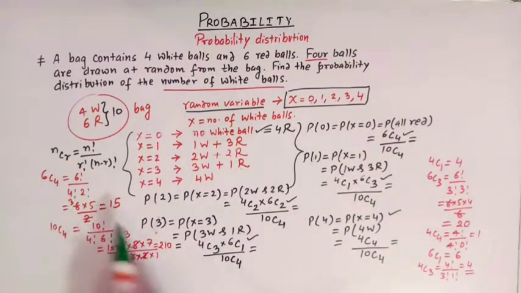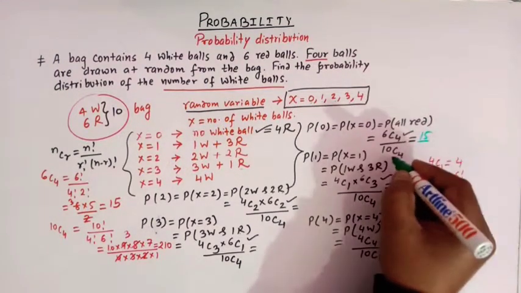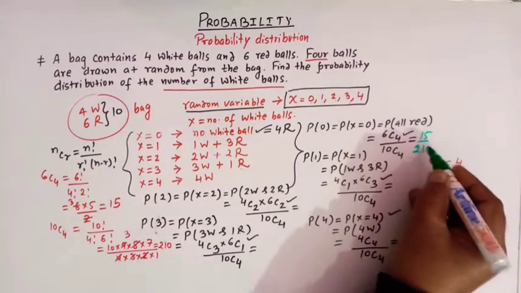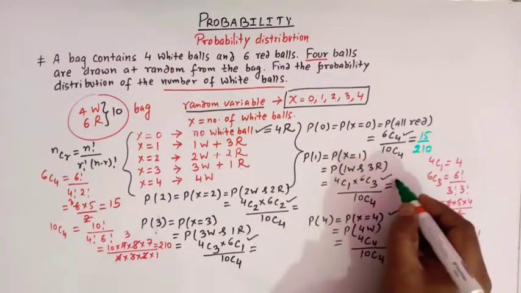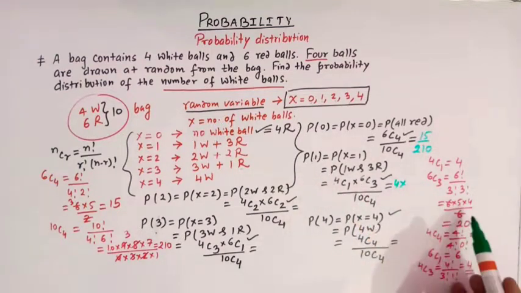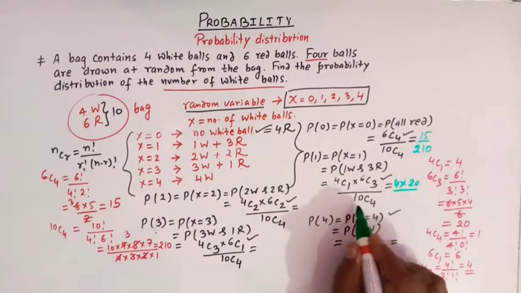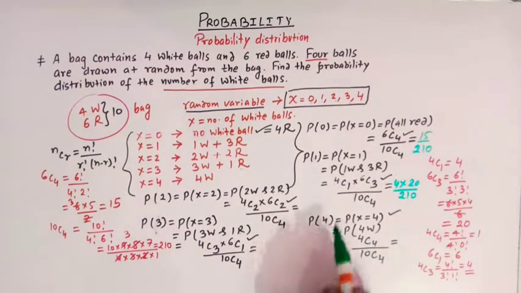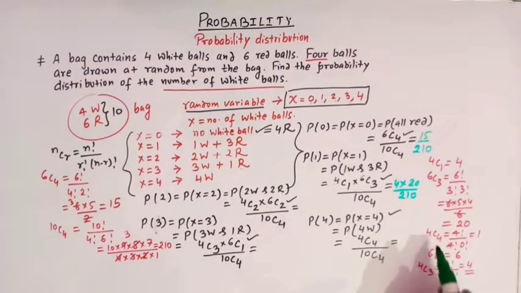So 6C4 is 15, and this is 15 divided by 10C4. 10C4 is 210, and here 4C1 is simply 4 times 6C3 is 20, and divided by 10C4, so this is 210, right? And P of 2 is 4C2. 4C2 we have calculated.